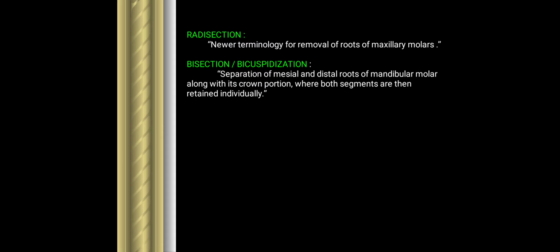Bicuspidization is a separation of the mesial and distal roots of the mandibular molar along with its crown portion, where both segments are then retained individually. The difference between bicuspidization and hemisection is, in hemisection we have to remove either the mesial or distal, whichever is infected. The whole portion of mesial or distal will be removed. But in bicuspidization, we separate the tooth and retain both segments of the tooth.